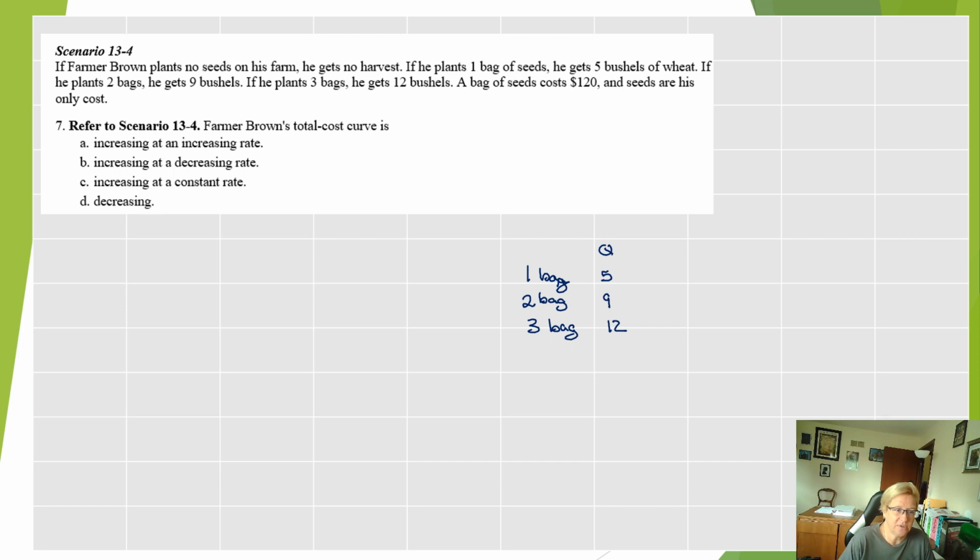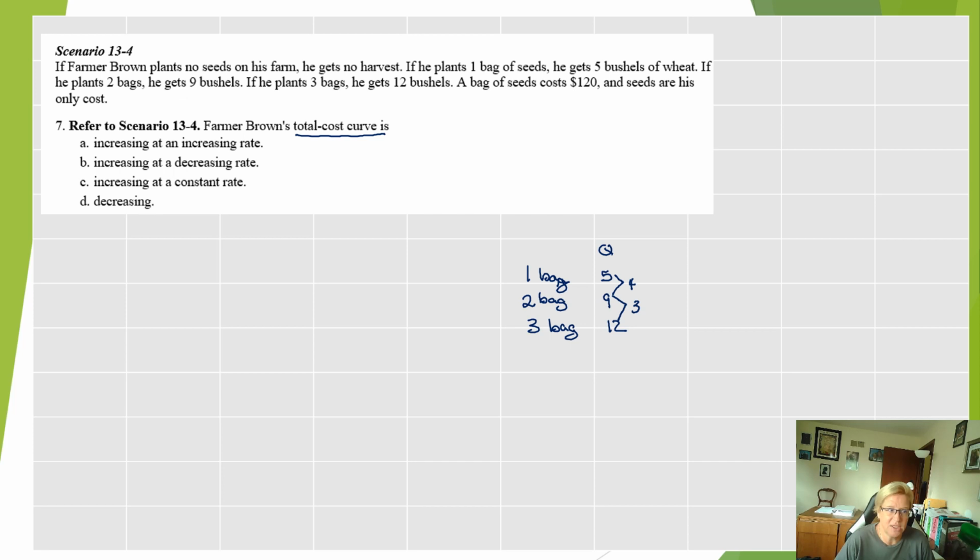His total cost curve is doing what? So here we could calculate this all out, but I think it's easier if you just look at the numbers. So total cost, fixed cost, variable cost. Here his only cost is $1.20. If we multiply this out, which we could, but I think you can see what's happening. From 5 to 9 is a change of 4 when we look at the marginal cost. 9 to 12 is a change of 3.